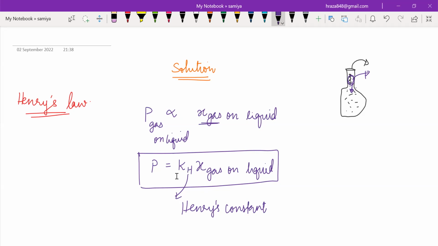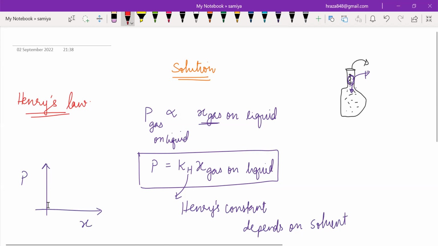And see, this Henry's constant depends on the solvent. And if we plot a graph between partial pressure of gas and mole fraction of gas, since they are proportional, the graph will be a straight line. Got it? So this is what Henry's law says.